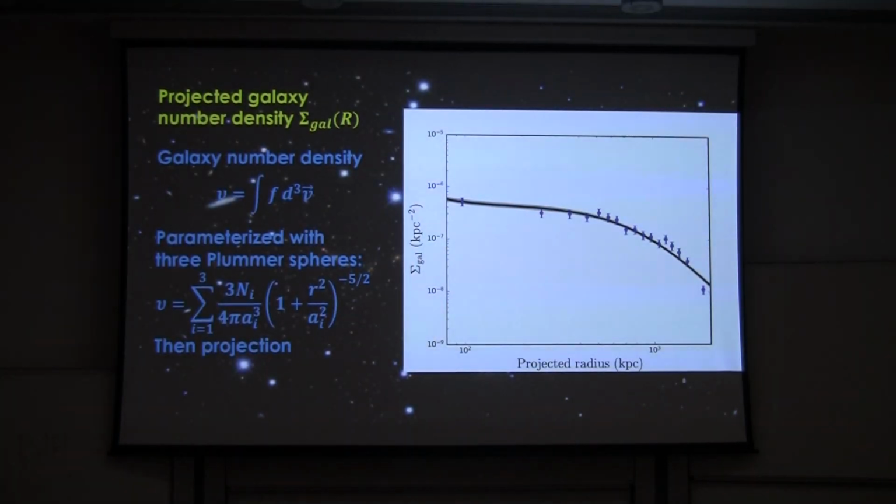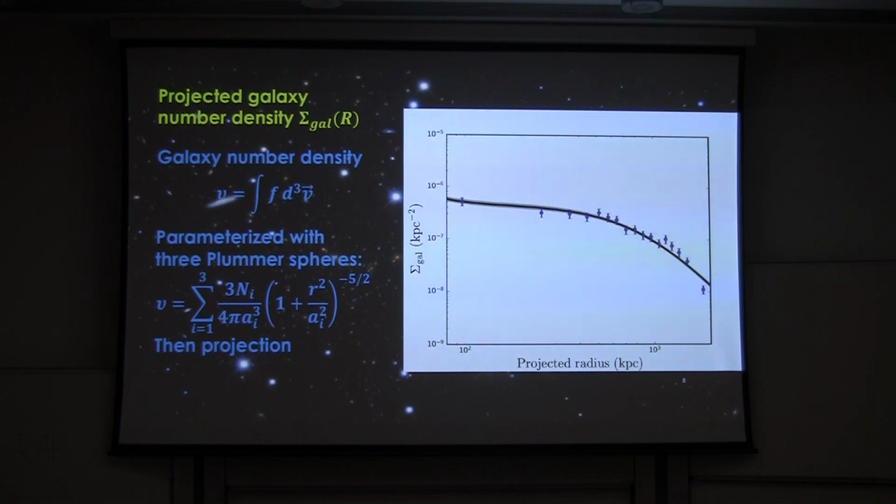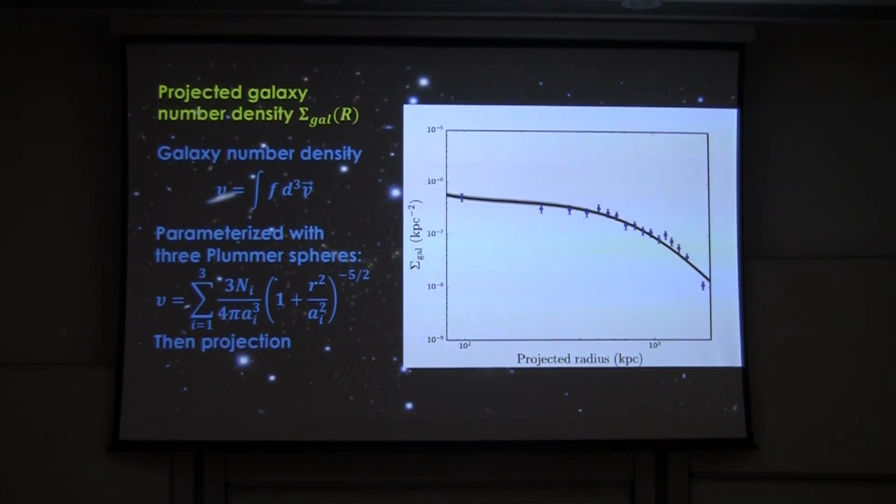From that, we can calculate the surface galaxy number density, as I described, which appears in the GMC equation, so we have to have this function. We have the data, but it's better to have a function to input into the equation so we can solve it. So we use multiple Plummer spheres. You can certainly use King's model or any other models. As long as you superpose them together and have enough parameters, you can describe this. This is the projected number density.